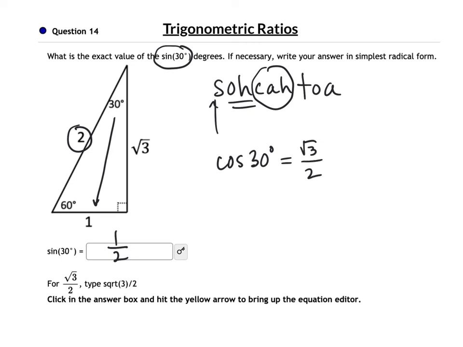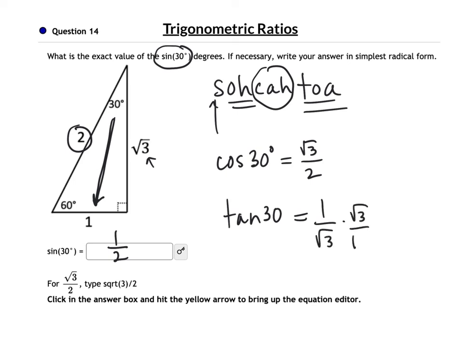If you'd been asked for the tangent of 30 degrees, tangent would have been TOA, opposite over adjacent. Opposite is the 1, the adjacent is the √3, and then we would have had to rationalize. √3 over √3, 1 times √3 is √3, √3 times √3 is the square root of 9, but the square root of 9 is 3. This is the answer for the sine of 30, though.